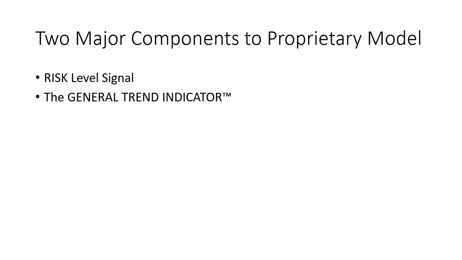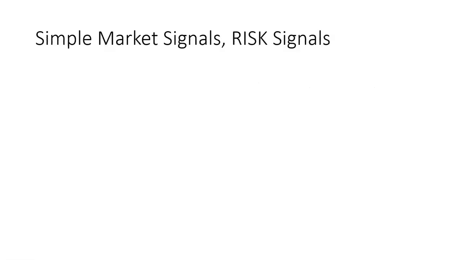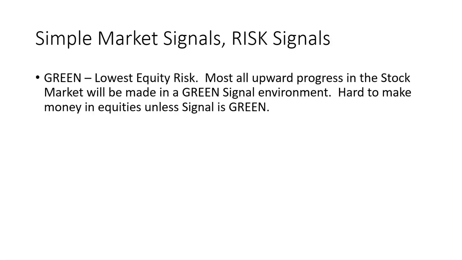There's two major components to the proprietary model. There's a risk level signal and there's the general trend indicator. Let's start off with the risk signals. The risk signals are simply green, yellow, and red. The green signal has the lowest equity risk associated with it. And what you're going to find is that most all upward progress in the stock market will be made in a green signal environment. Said another way, it is hard to make money in equities unless the signal is green.